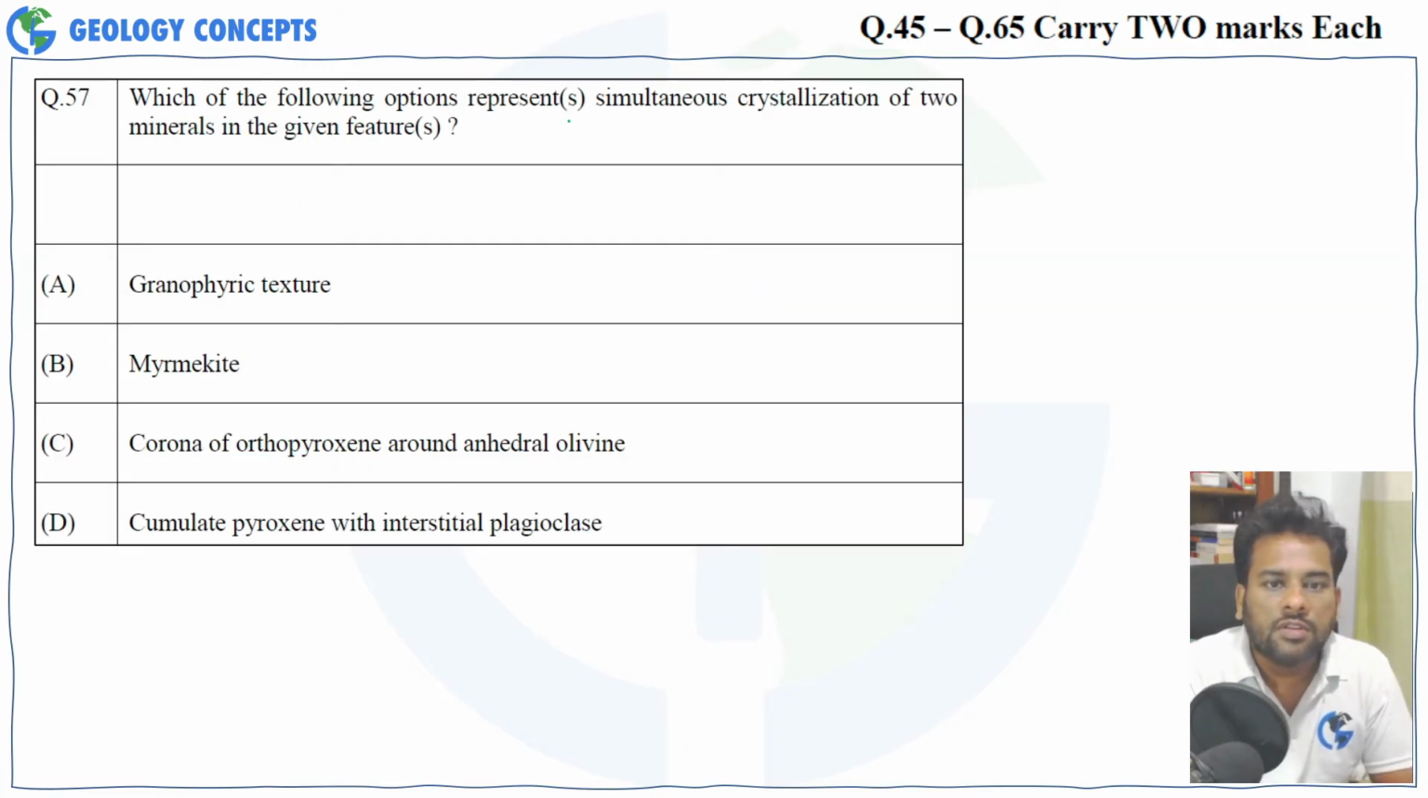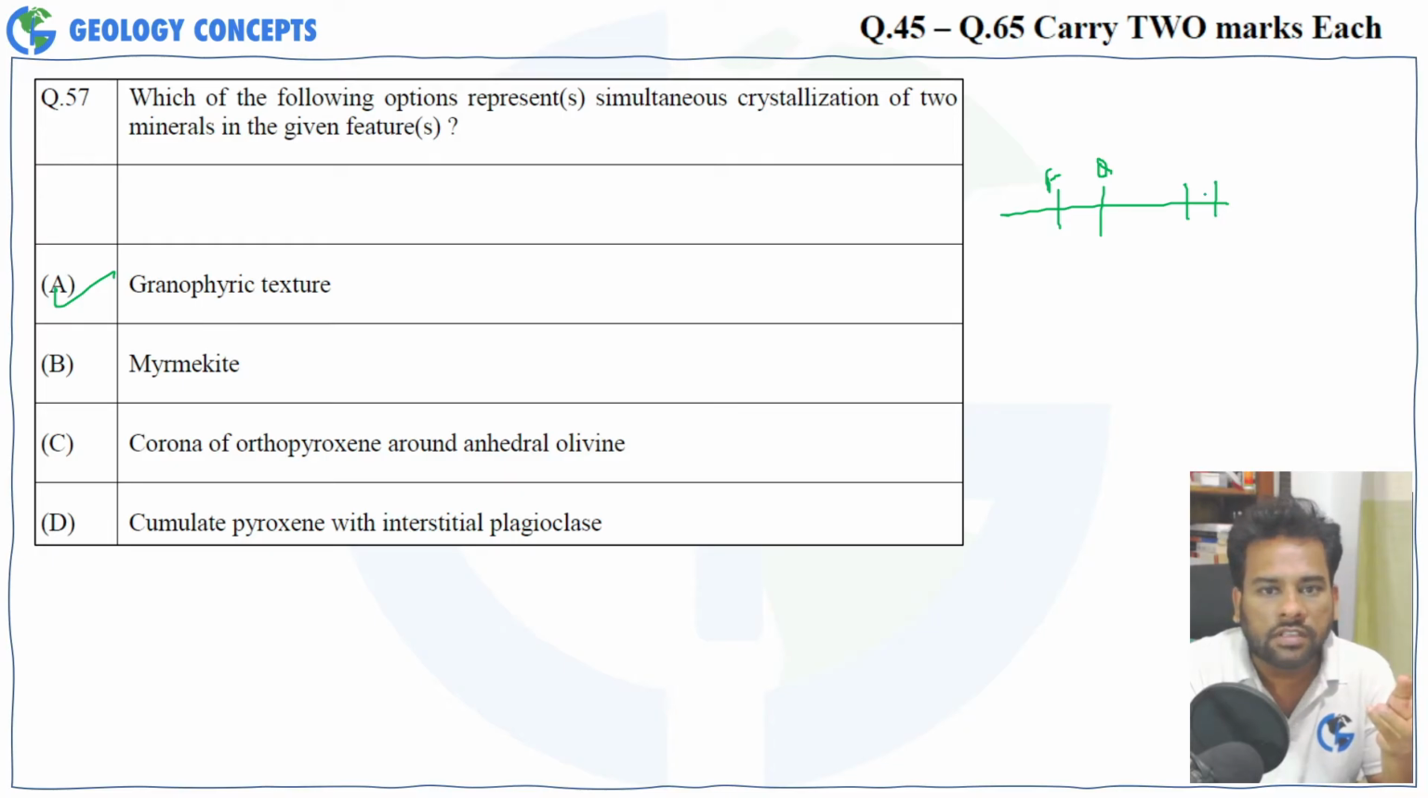Which of the following minerals represent the simultaneous crystallization of two minerals? Granophyric. Granophyric is correct. What happens is there is H2O dissolved in the magma, so the boiling point lowers. Let's say this is quartz and this is feldspar. Feldspar and quartz boiling points go lower because of the impurity H2O.